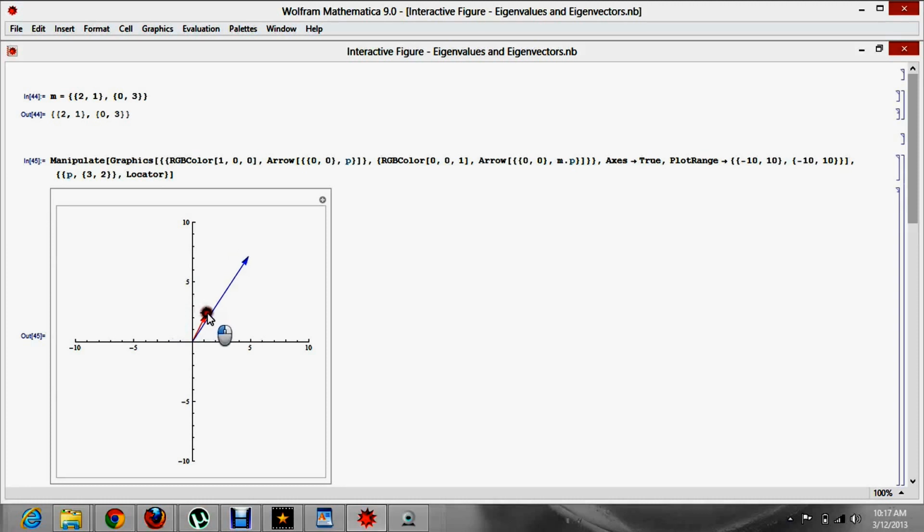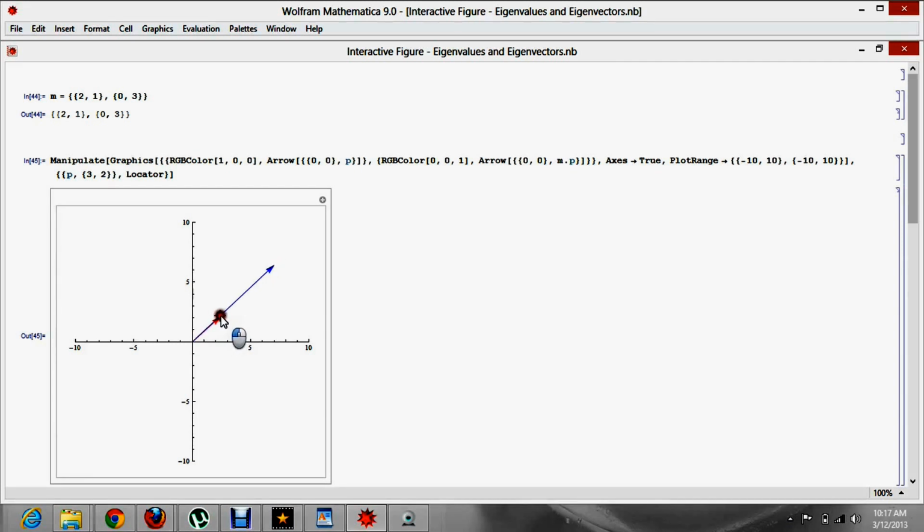Well, now we seem to be getting closer and closer, and at this point, it certainly seems like the output vector is just a scaled version of the input. And if I push it out, that's still true, right? So any vector along this line here seems to be a vector where the output is just a scaled version of the input. And so that seems to happen once.